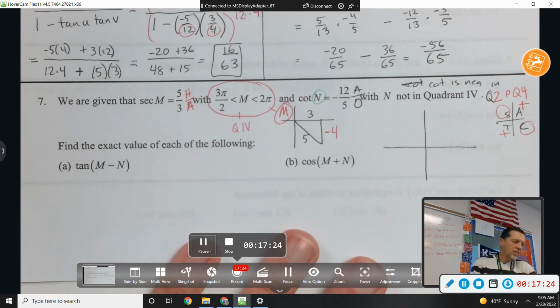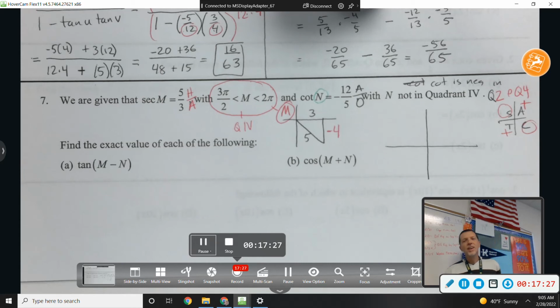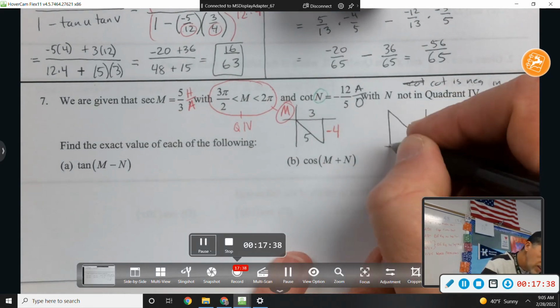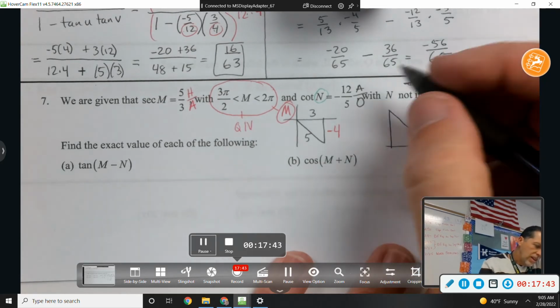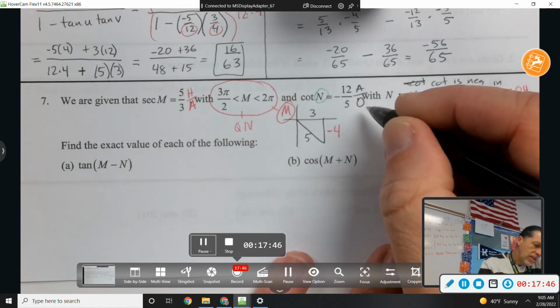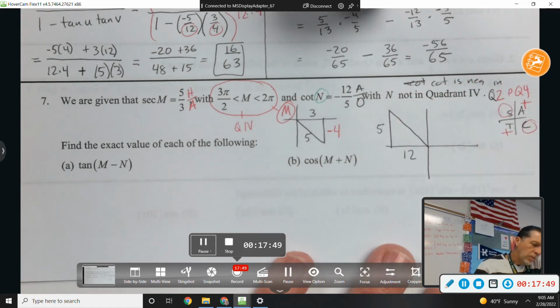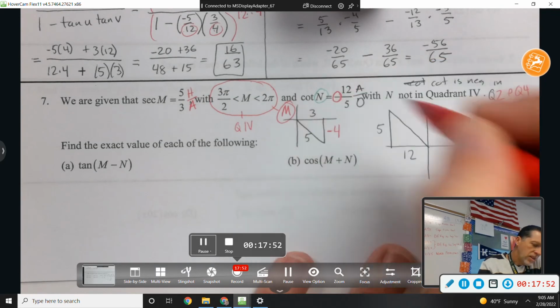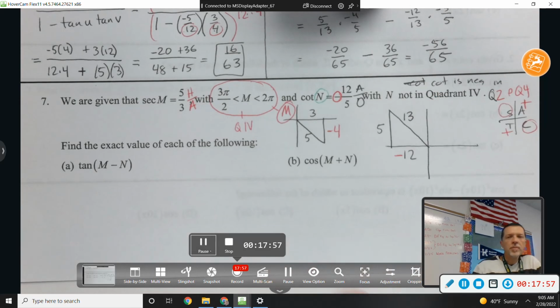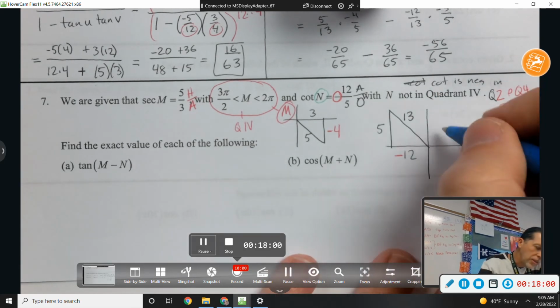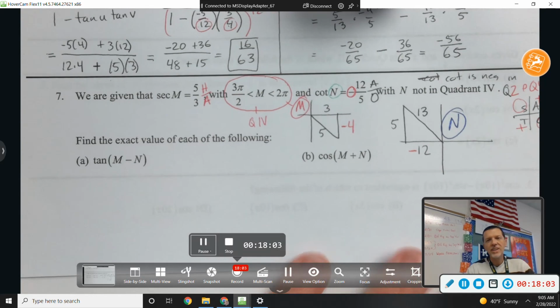So this is the trickiest thing we can do with these. So cotangent is negative, but it's not in quadrant 4. Therefore, it has to be in quadrant 2, because that's the only other place that has a negative cotangent. Adjacent is negative 12. Opposite is 5. Where did that negative sign come from? The 12. And then the missing side is 13. And I should probably label that so I don't get confused later. That's angle n.